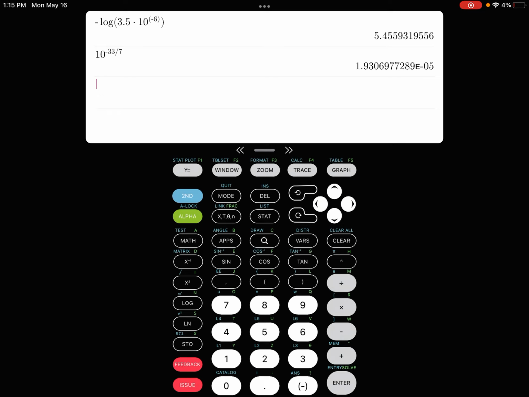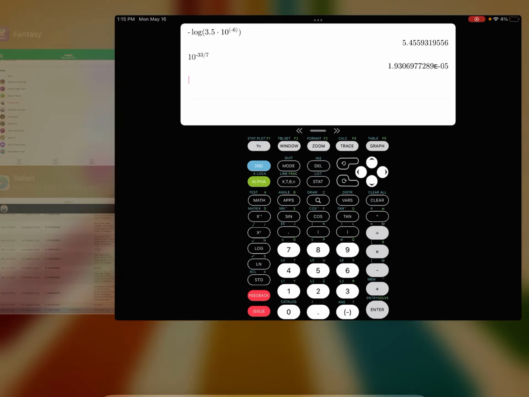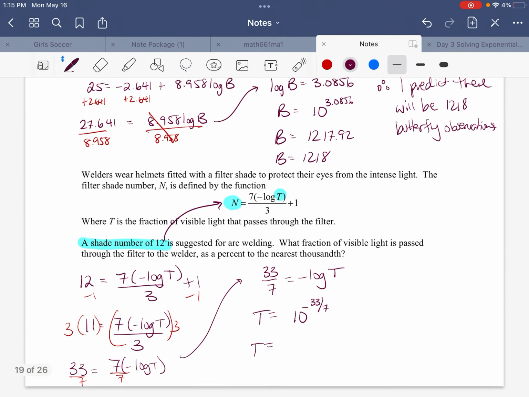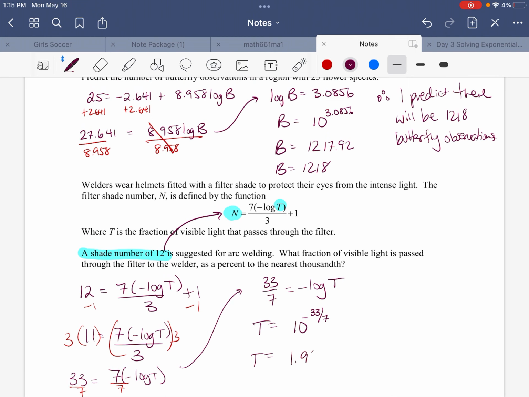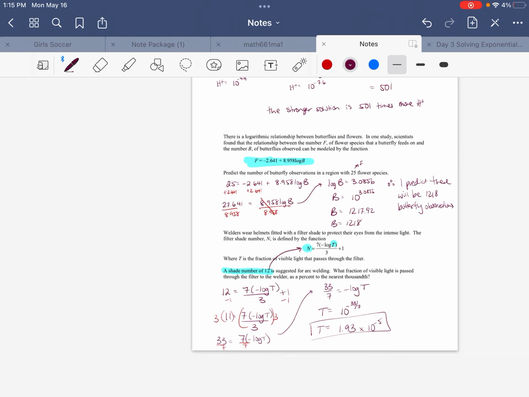That's 1.93 times 10 to the negative 5. Okay. And there's your answer. That's the fraction of visible light.